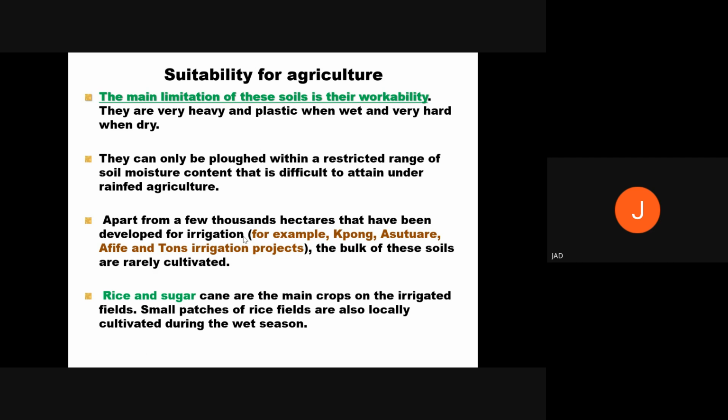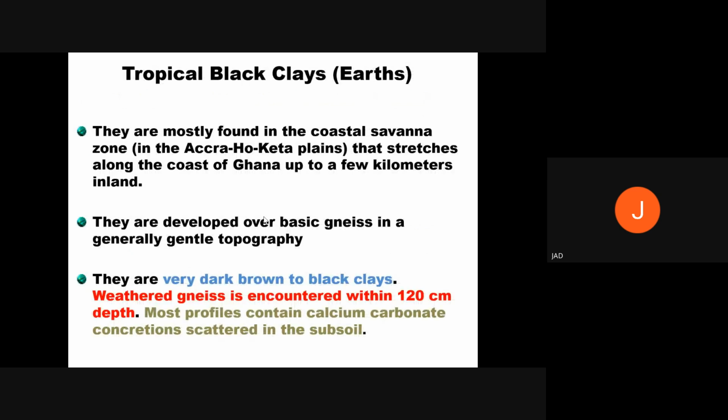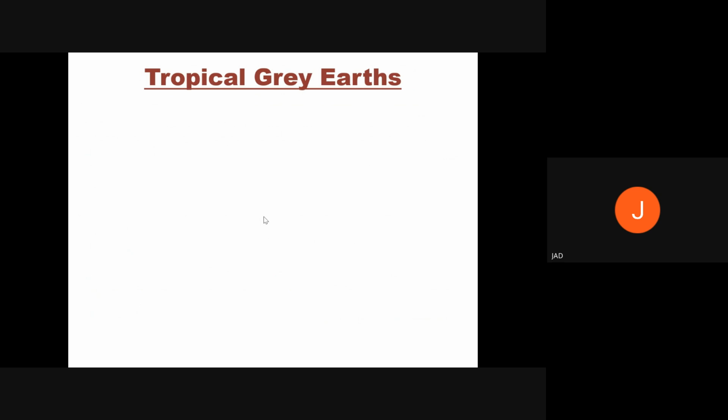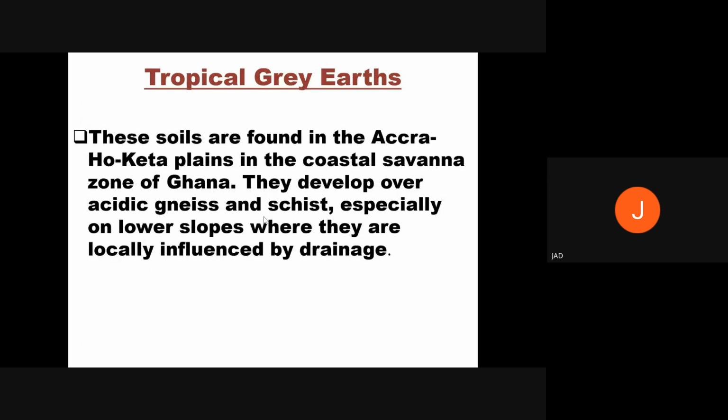Rice and sugar cane are the main crops on the irrigated field. Small patches of rice field are also locally cultivated during the wet season. So that is it. So if you have the tropical black clays, a good example, I always mention montmorillonite. Then we also have the tropical gray earth.